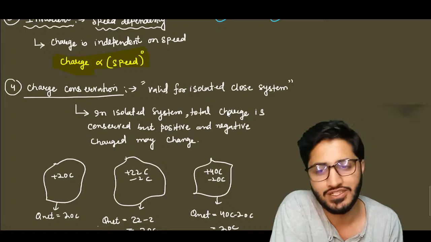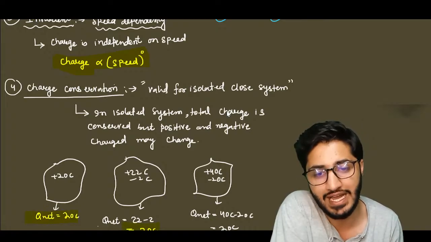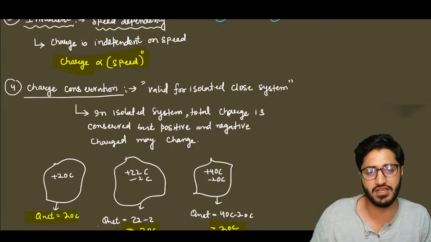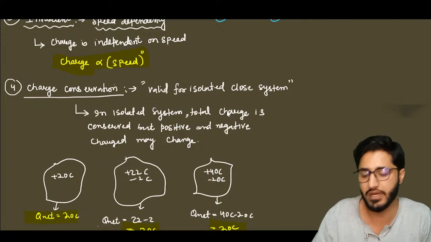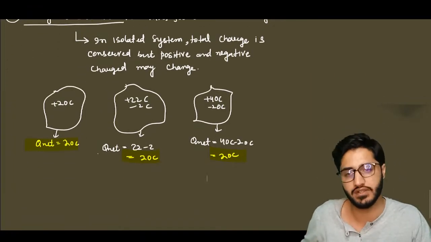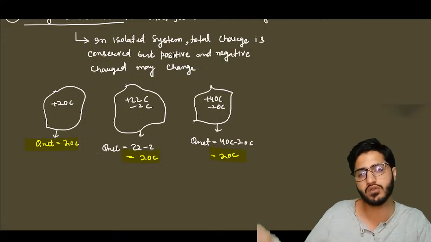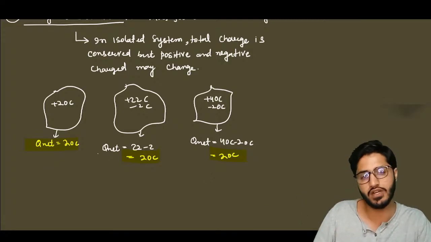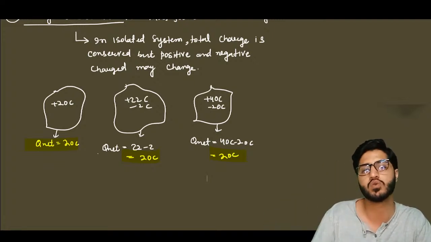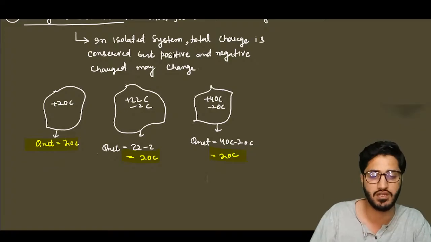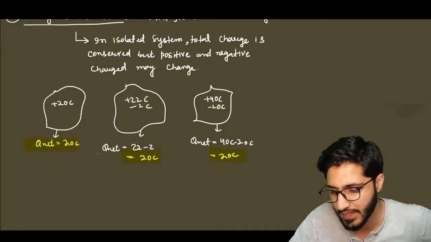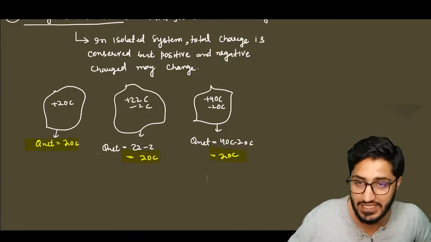So charge conservation is valid for isolated systems. But inside, the value of charge can be changed. These can be changed. But overall, charge is conserved. Q net we have 20. In the second figure we have 20. In the third we have 20. But inside, the charge fluctuation takes place. First we have 22 minus 2, then we have 40 minus 20. But the overall charge is only 20. This is what, beta? A charge conservation.